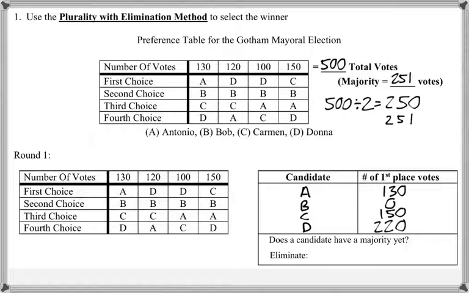So does a candidate have a majority yet? And if they do, then we're done. But you need 251, and no candidate has 251 yet. So no, a candidate does not have a majority yet. So we want to eliminate the candidate with the fewest first place votes, so that would be B.